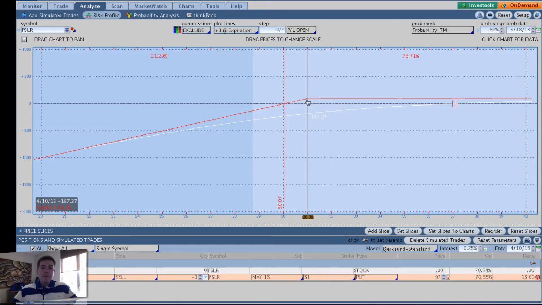That max gain is achieved at 31 or higher. Once FSLR starts moving below 31, then you start to see a little bit of decay in profit potential until it hits that break even of 30.07. Below 30.07 is when you start to see losses, and those losses are capped out at FSLR going all the way to 0 by May expiration, which is a very improbable situation. But we want to focus on the probabilities of success here.